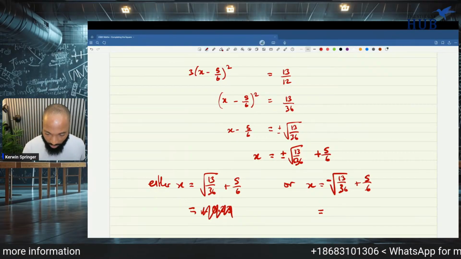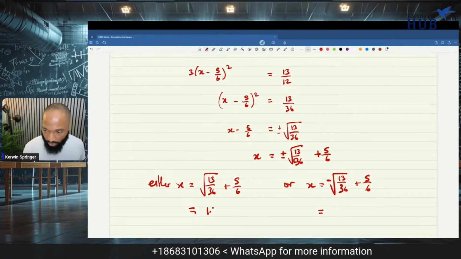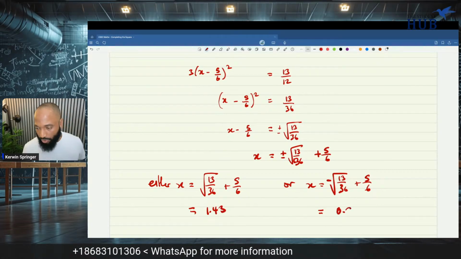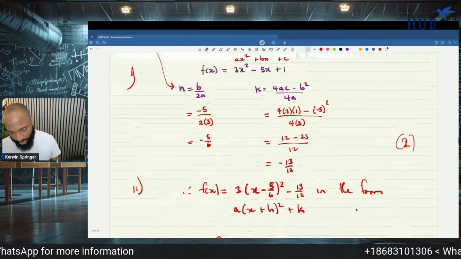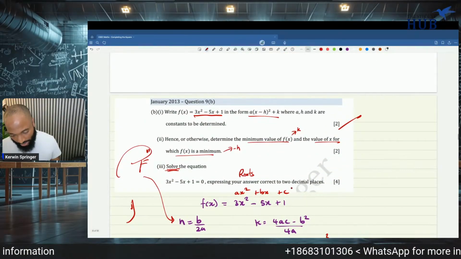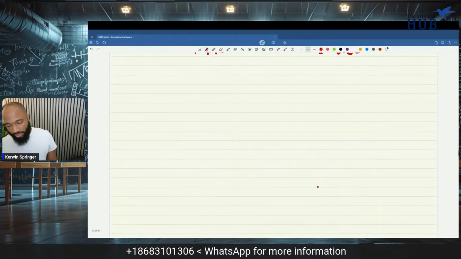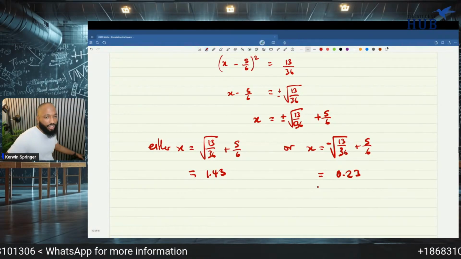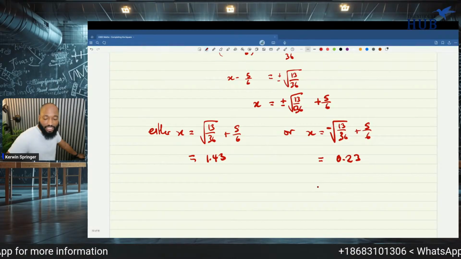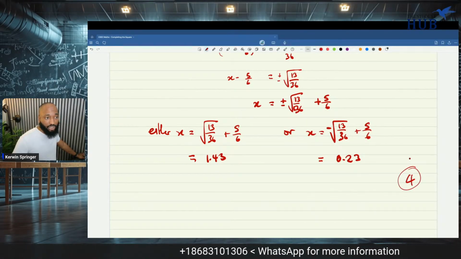So this one is 1.43, and the next one is 0.23. And they wanted it to 2 decimal places, so that's why we stopped there. Yeah. Good job, guys. If you're ready for the next one, type another one in the chat. This is the 4th. This is number 4. We just knocked down 4 quick questions in completing this square.